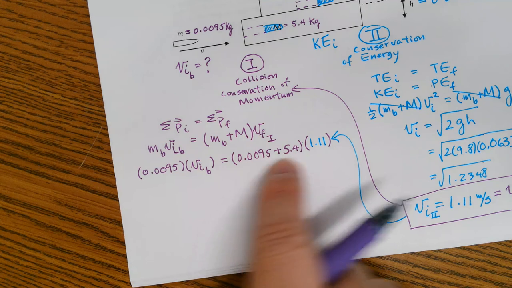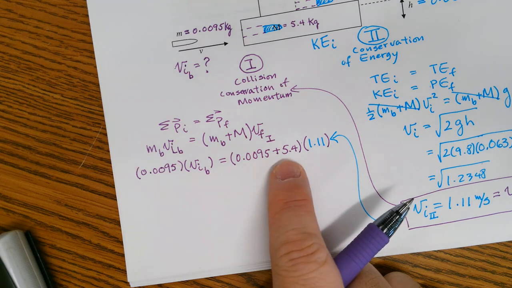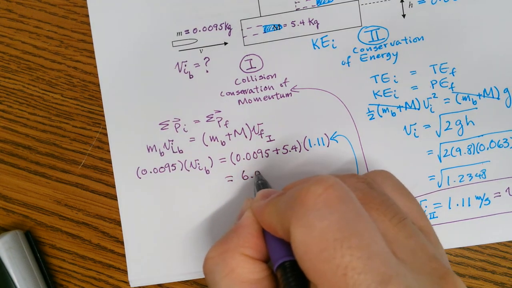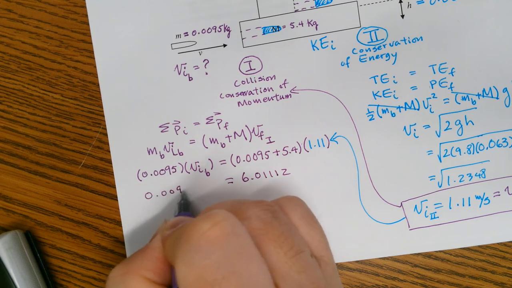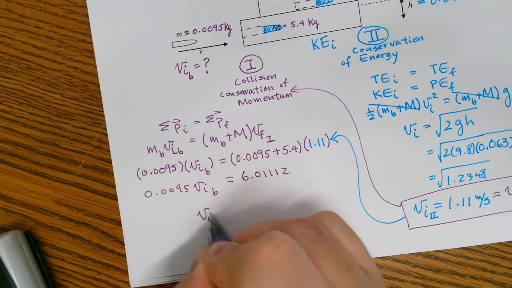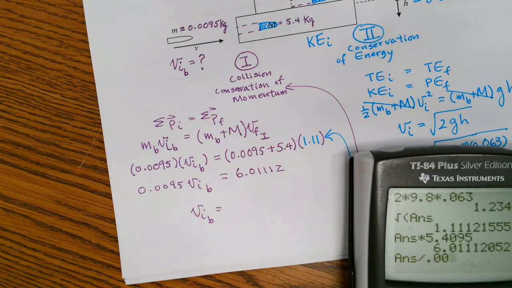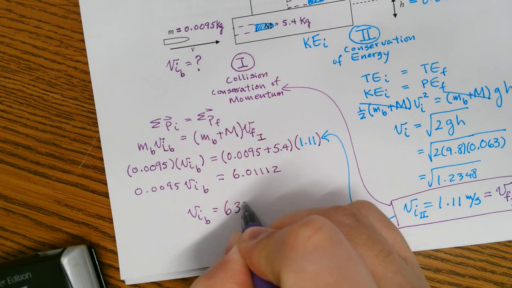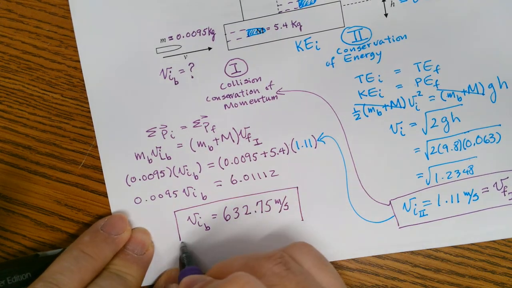Therefore, when we add these up, this is 5.4095, and on this side I get something like 6.01112, and then your 0.0095 V initial of the bullet. So V initial of the bullet is equal to that divided by 0.0095, which gives me 632.7. So 632.75 meters per second is the initial velocity of the bullet.